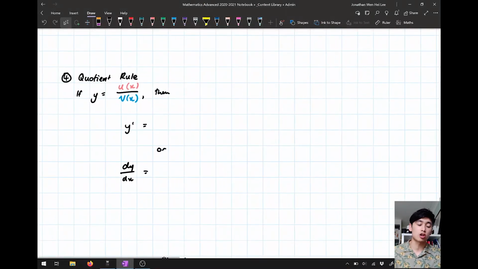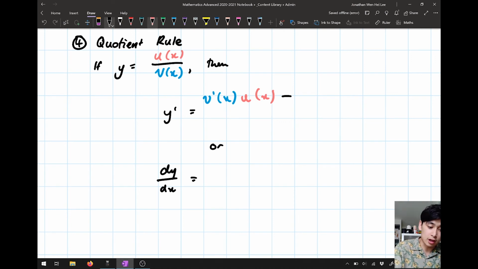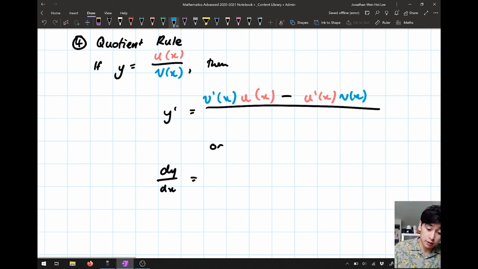So here we've written them as a fraction, u of x over v of x. So if we have that particular rule, if we have this particular thing happening, what we get is v dash x times u x. This time it's minus u dash x times v x over v x squared. So here, this is the quotient rule.